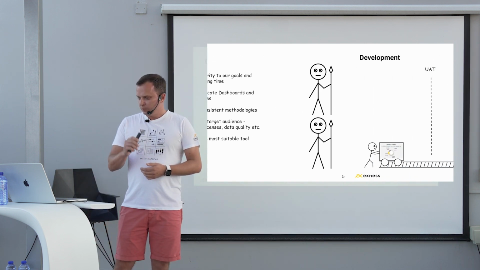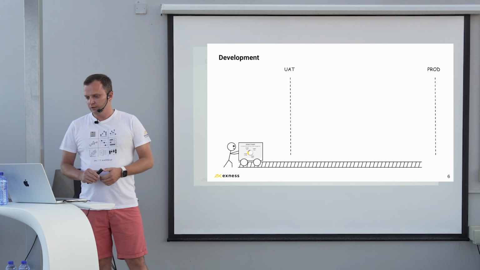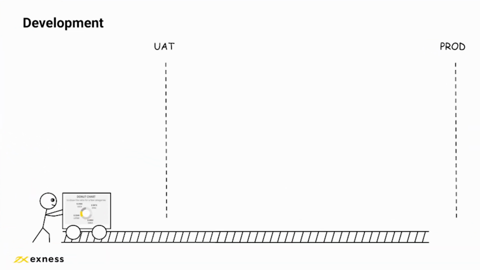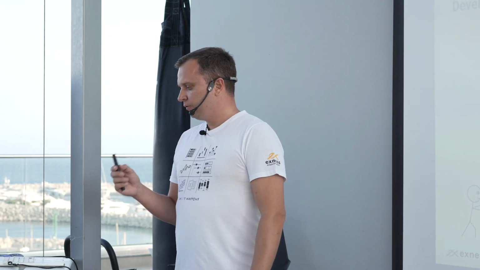So let's move to the development stage. We have basically two points: let's say UAT and production. In terms of Tableau, we have just one folder for development, where reports are in progress, and all other folders, split by domain, are considered production.